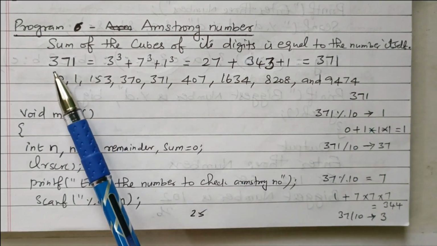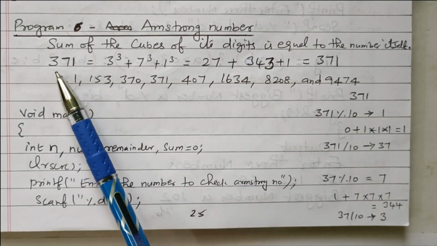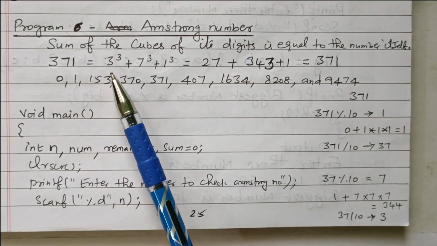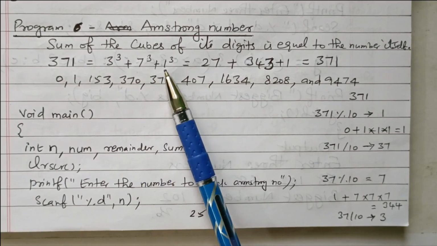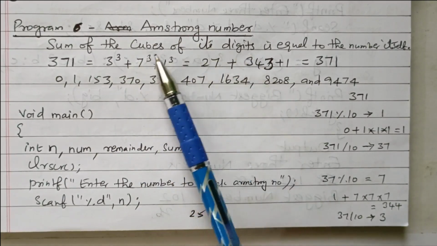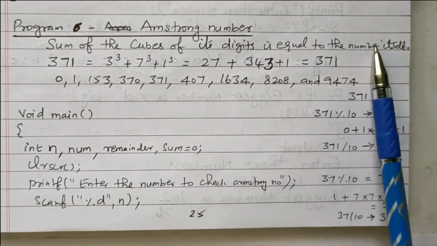For example, we can take 371. Here 3 digits are available. So 3 cube plus 7 cube plus 1 cube. If we add these 3, the sum of the cubes of the digits is equal to the number itself.